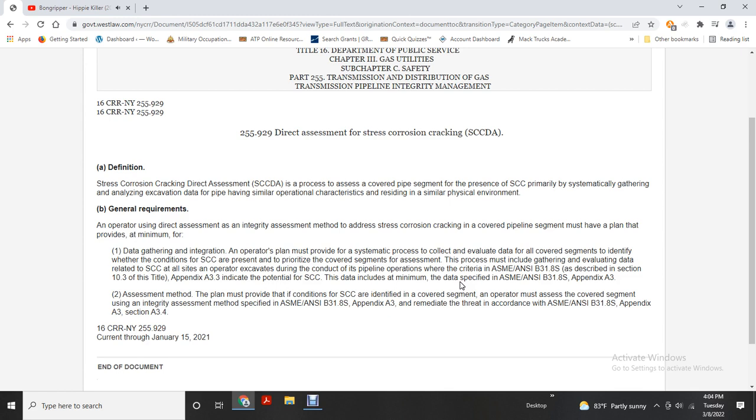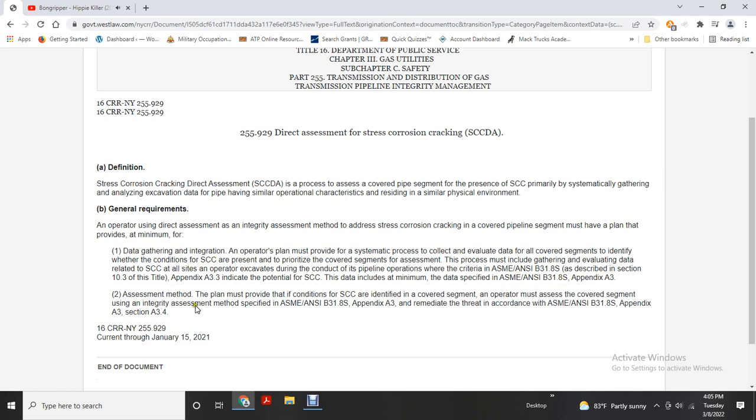must have a plan that provides, at a minimum, for data gathering and integration. The operator's plan must provide a systematic process to collect and evaluate data for all covered segments, to identify the conditions under which stress corrosion cracking is present, and to prioritize covered segments for assessment. The process must include gathering and evaluating data related to stress corrosion cracking at all sites the operator excavates during the conduct of its pipeline operations, per ASME/ANSI B31.8S, Appendix A3, indicating potential stress corrosion cracking. The data includes, at a minimum, the data specified in ASME/ANSI B31.8S.